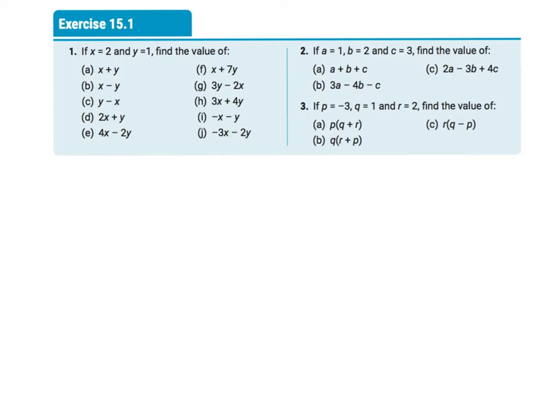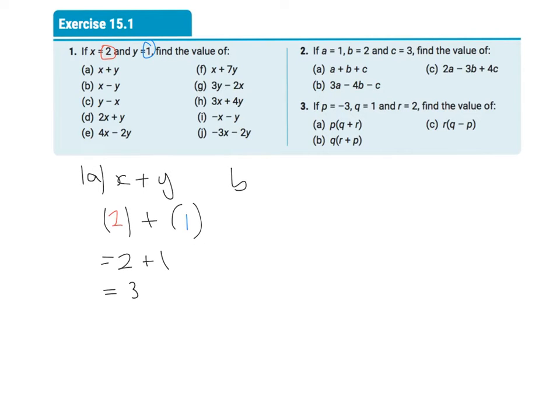Okay, so we'll go through question 1 first from the homework. If x is 2, y is 1, find the value of. So for A, I've got x plus y. What we did was, instead of writing the letter, we write open brackets. You can see there that x is 2 and y is 1. So I'm going to fill in 2 for x and 1 for y. Very simply, that just ends up being 2 plus 1, which is 3.